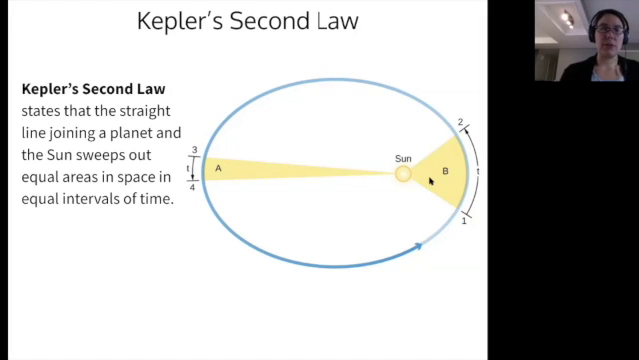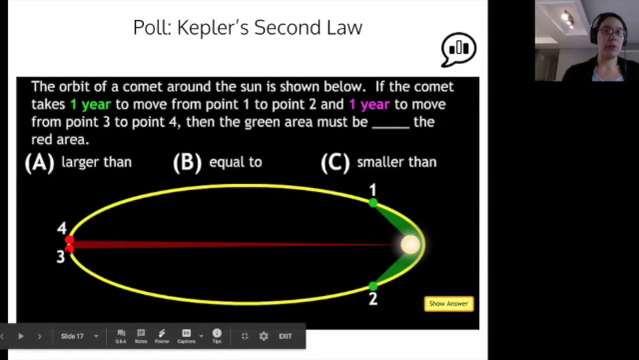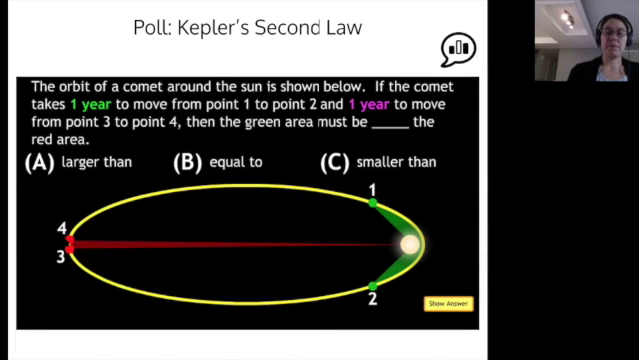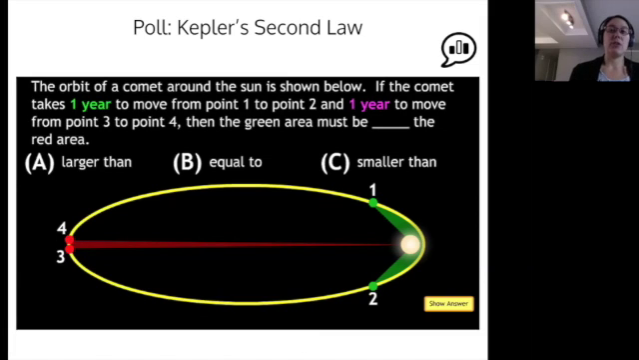This leads us to a poll question. If the comet shown in this orbit takes 1 year to move from point 1 to point 2 and 1 year to move from point 3 to point 4, then how must the green area compare to the red area? If the orbits from 1 to 2 and from 3 to 4 take equal time, then by Kepler's second law, equal time means equal area. So the answer here is B.